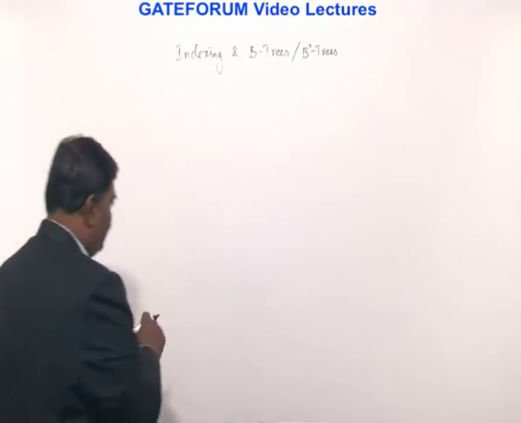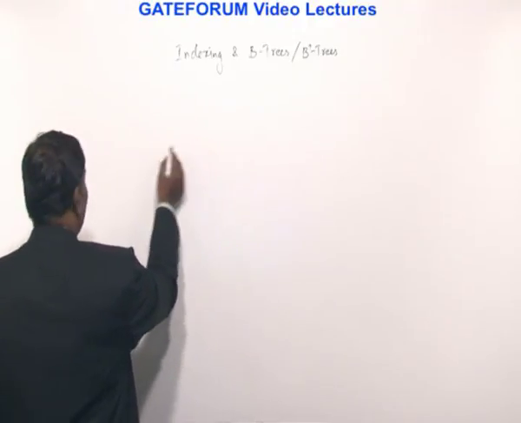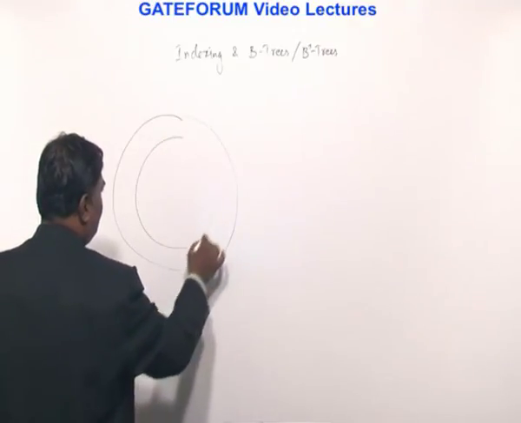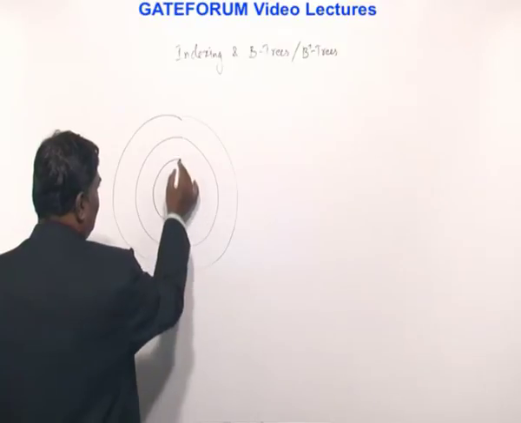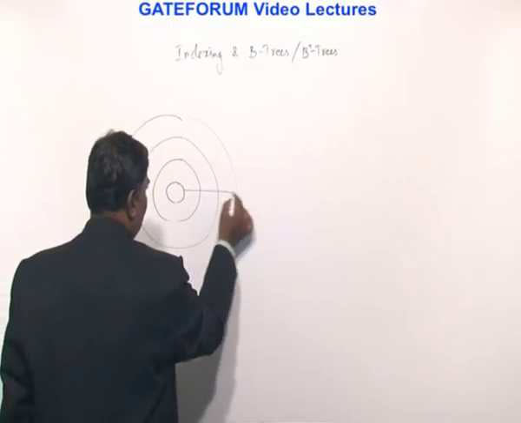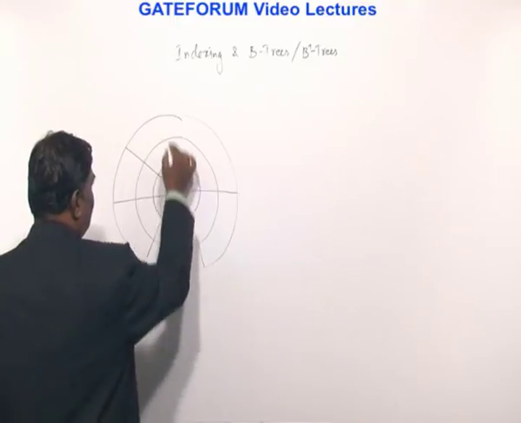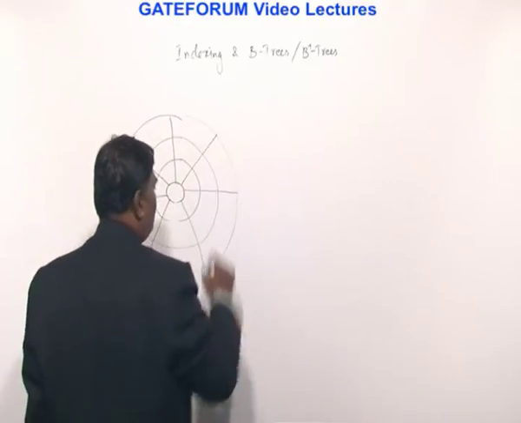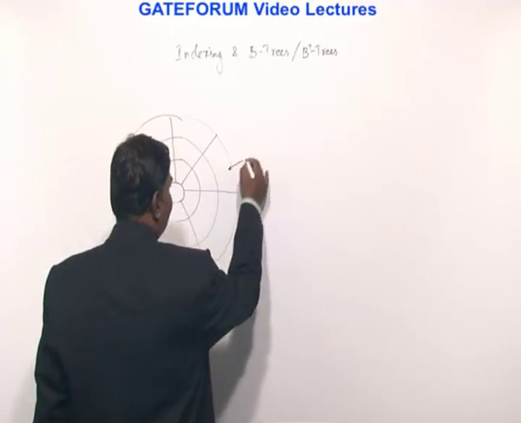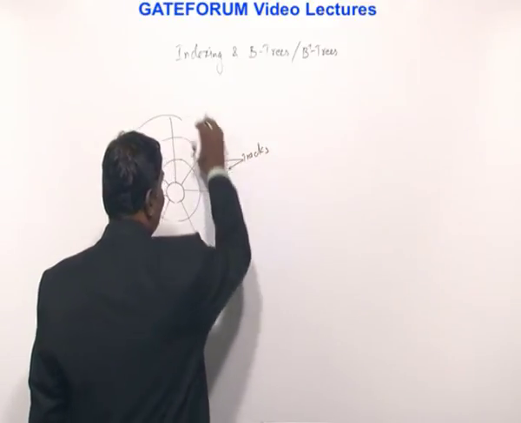So for this we have to understand disk organization. I'll explain you disk organization. This is disk structure. These are called as tracks. These are tracks.